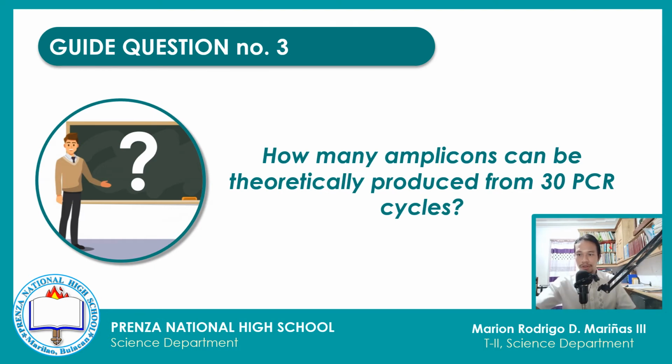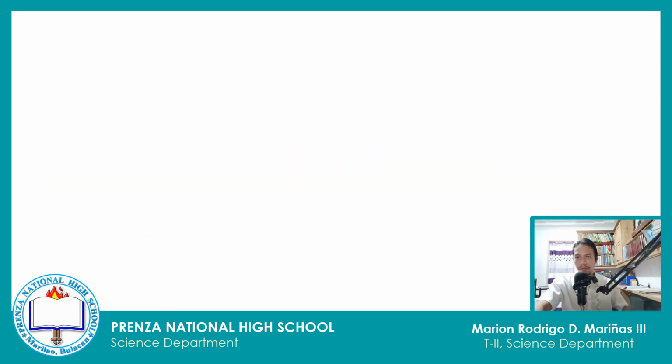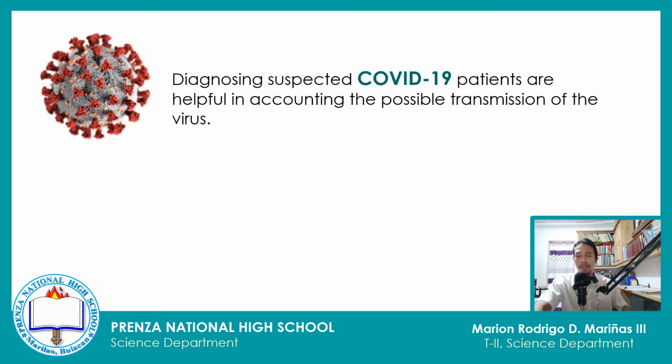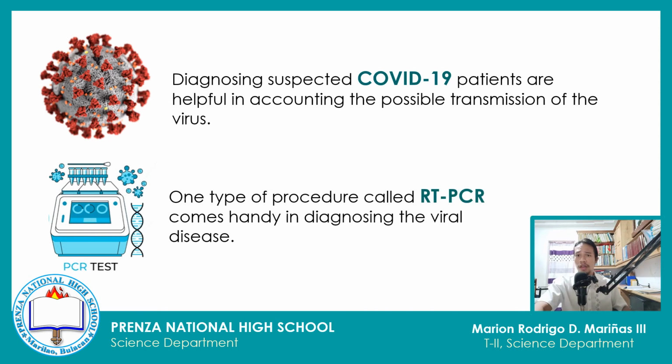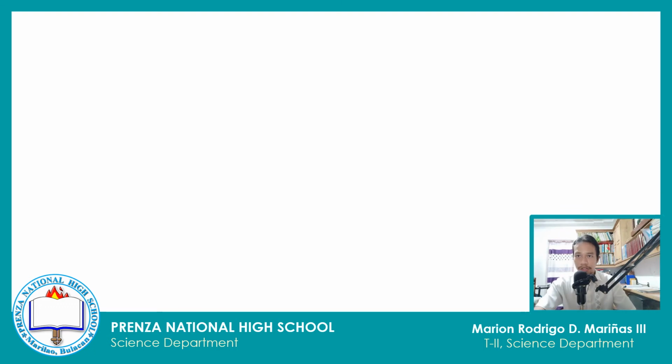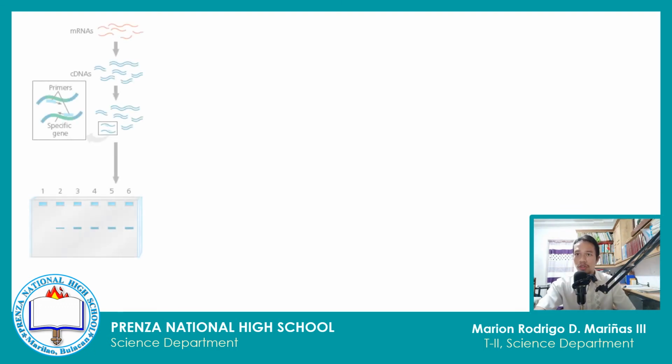our video lesson. Now that you're familiar with the nature and mechanism of PCR, it is now the right time to make some connections from the photo montage presented earlier in this video lesson. Right now in this COVID-19 pandemic, diagnosing suspected COVID-19 patients is useful in accounting the possible transmission of the virus. One type of PCR called RT-PCR comes handy in diagnosing this viral disease. RT-PCR commonly used in swab testing is the gold standard for diagnosing COVID-19.